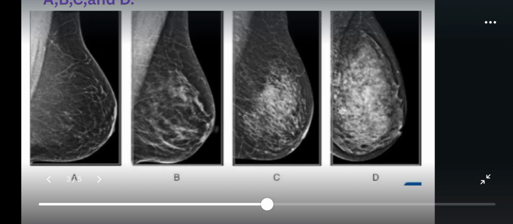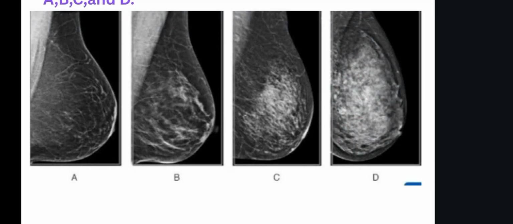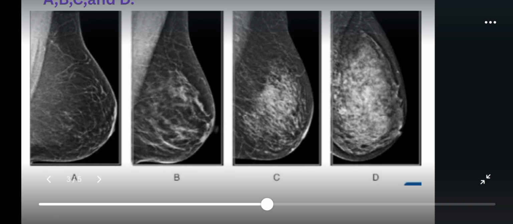Then the fourth, which is classified as D, contains greater than 75% glandular and connective tissue. You can see the white tissues. Then these tiny remaining dark areas are the fatty tissue.